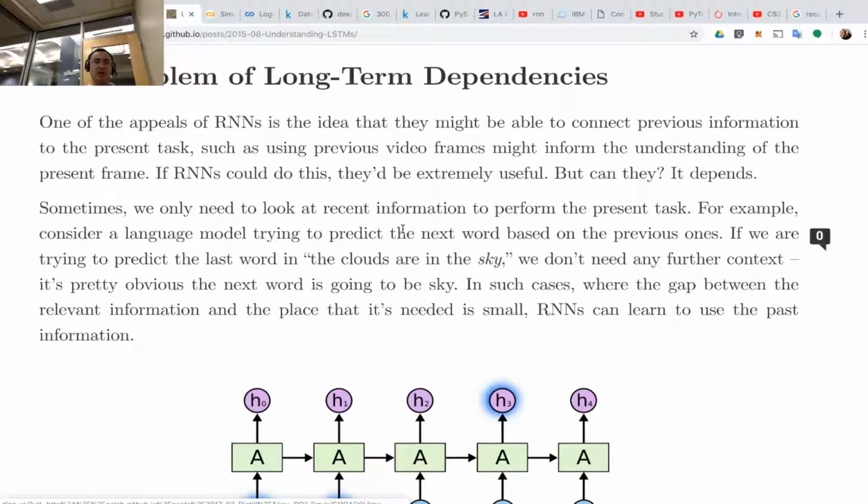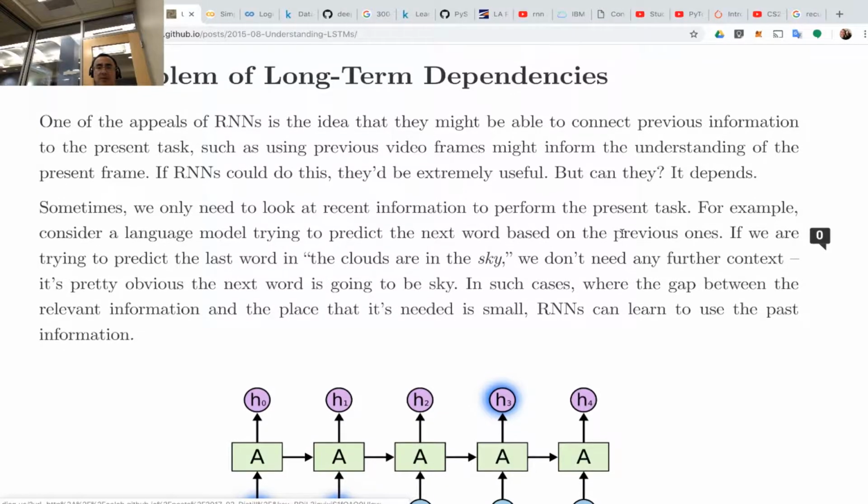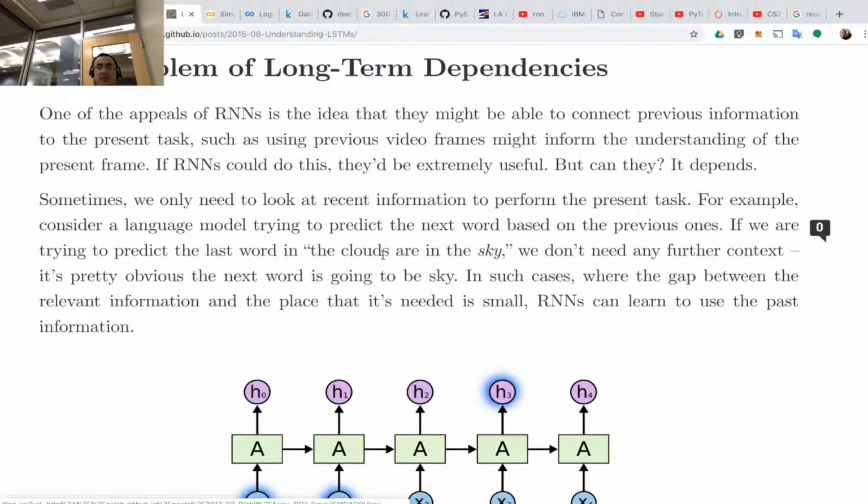Sometimes we only need to look at recent information to perform the present task. If you don't need any historical data, then you don't need to remember stuff, basically. For example, consider a language model trying to predict the next word based on the previous ones. If we are trying to predict the last word in "the clouds are in the sky," we don't need any further context. It's pretty obvious the next word is going to be sky.